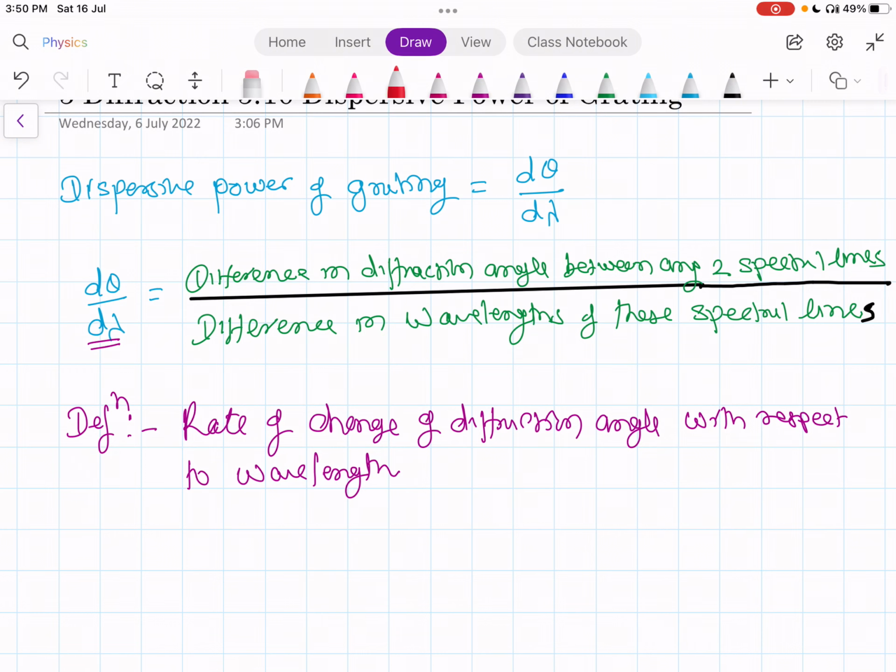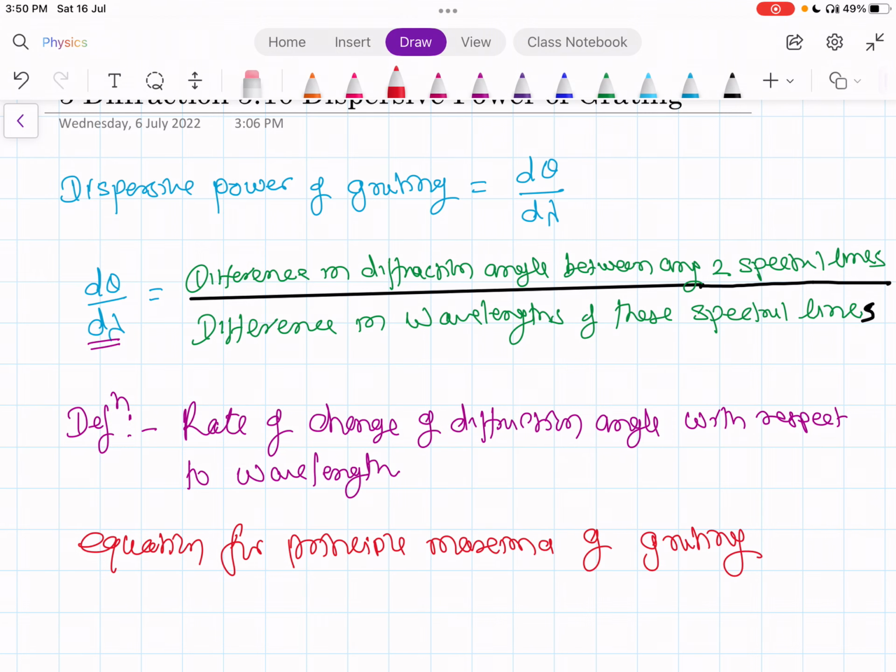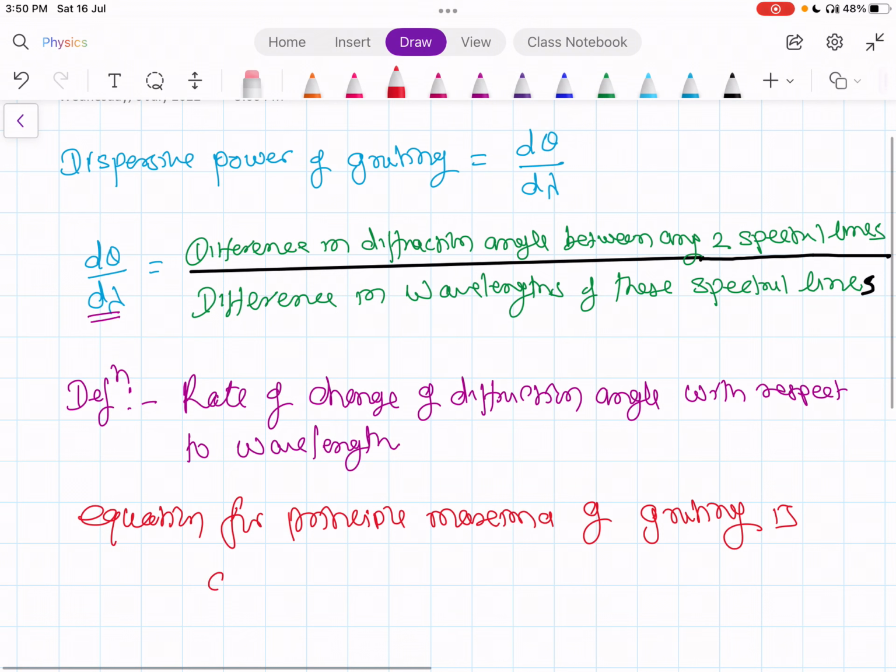We know the equation for principal maxima in case of grating. So the equation for principal maxima of grating is (a plus b) sine theta is equal to n lambda.